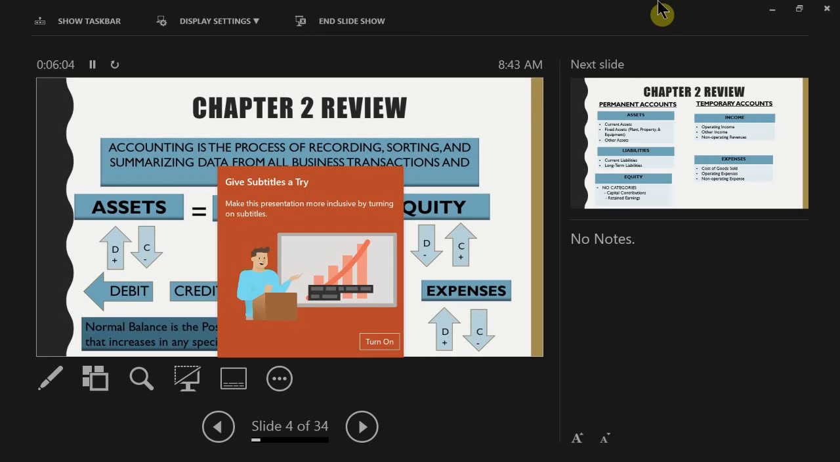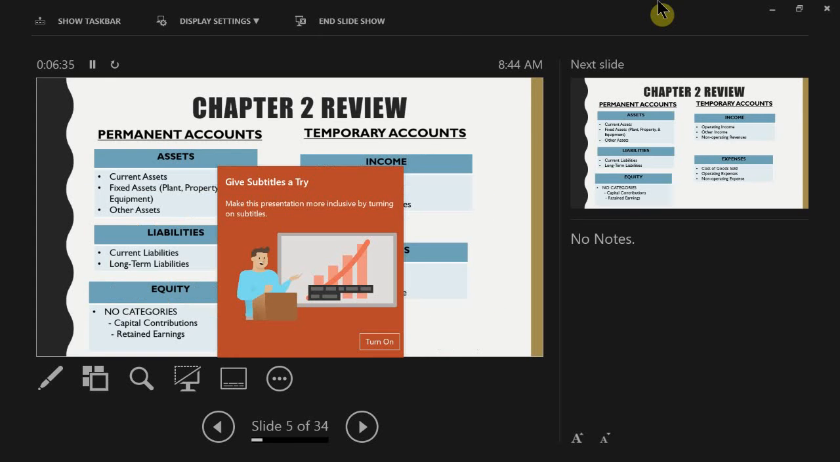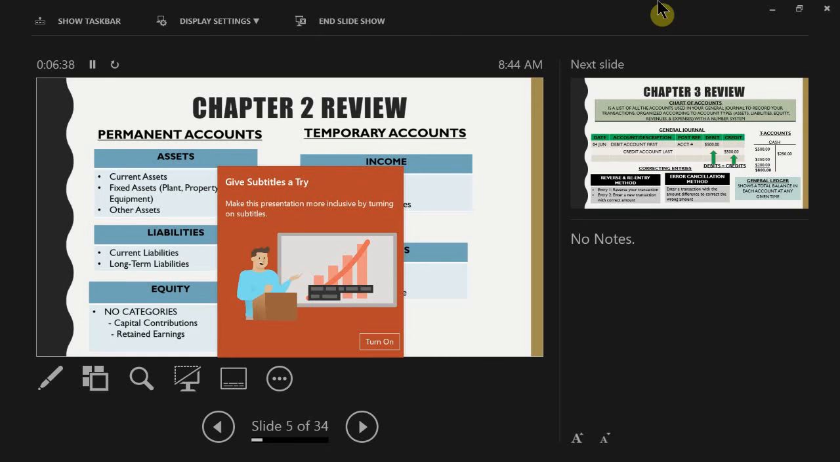That's very important that you know this because that is called the normal balance, where it is the positive side on which each account increases, okay? So in this case, if I tell you what's the normal balance of a liability, if you can figure out that it normally increases with a credit, then it would be a credit balance, okay? Again, left means debit, right means credit, okay? And then we talked about the difference between temporary and permanent accounts, okay?